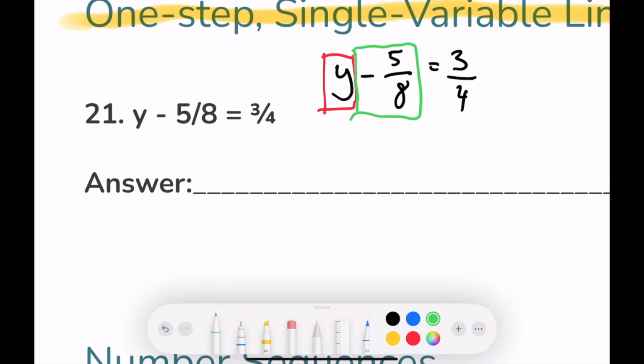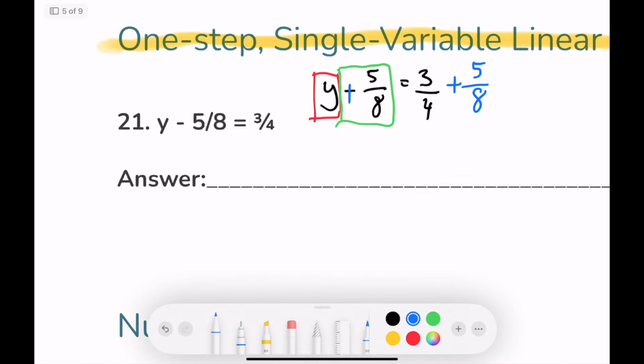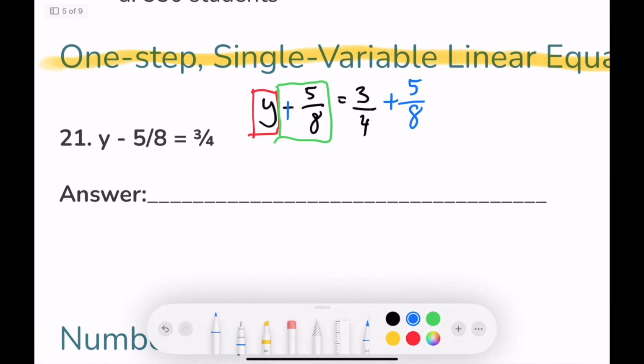And so I see that we have a negative 5 over 8. In order to get rid of the negative 5 over 8, we are going to add it to both sides. So we're going to take this plus 5 over 8. And so what I'm going to do here is, let's go like this, and goodbye, and rewrite that y. There we go. However, this to me doesn't feel solved yet.